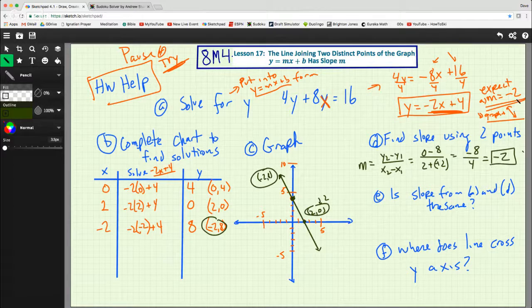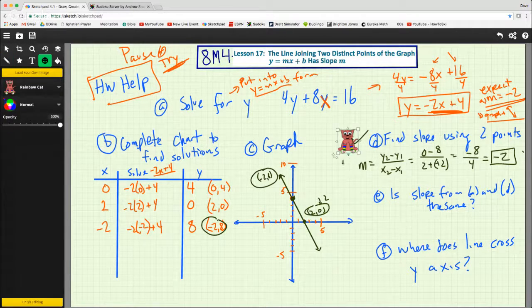So let's go back and look. Our expectation was our slope would be negative 2, which it is, and our graph would go down from left to right, and it does. So that's good. We're humming along, cooking with gas. We deserve to give ourselves some happy cats for all this great work we've done so far. And let's get back to it.